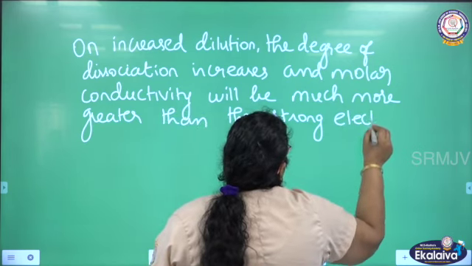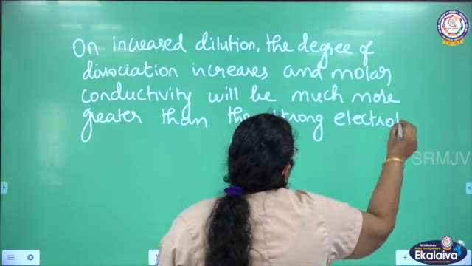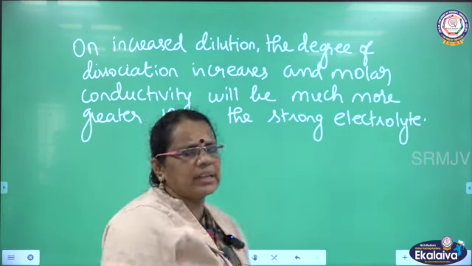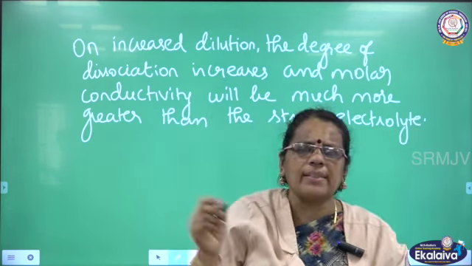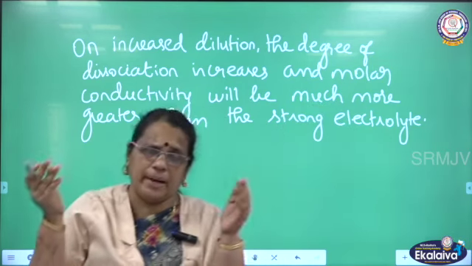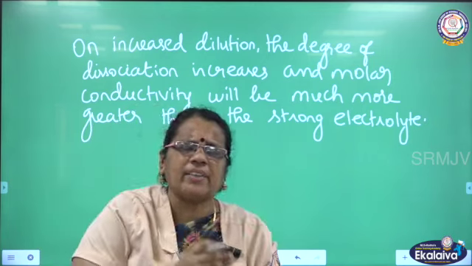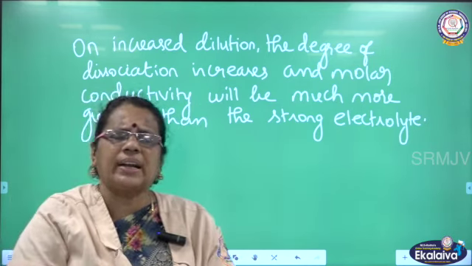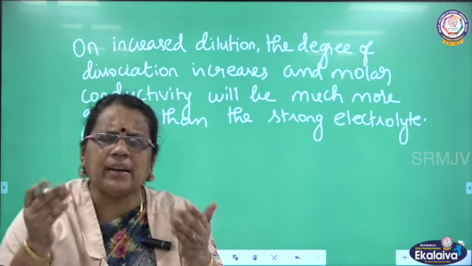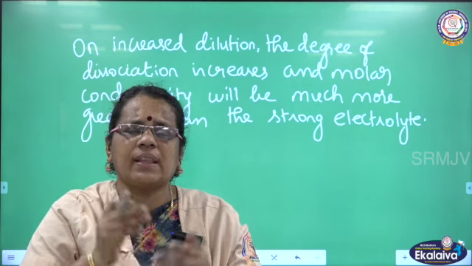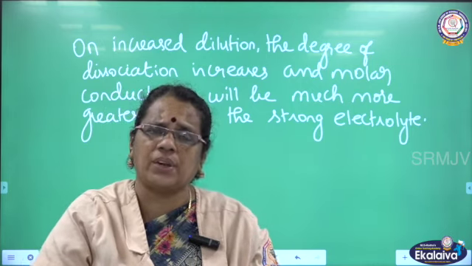So, what is happening here? We are going to see the effect of dilution on molar conductivity in the case of a weak electrolyte. In a weak electrolyte, as I already told you, dissociation is incomplete. We cannot get 100% of ions. Positive and negative ions are not produced completely. It is incomplete or partial ionization.